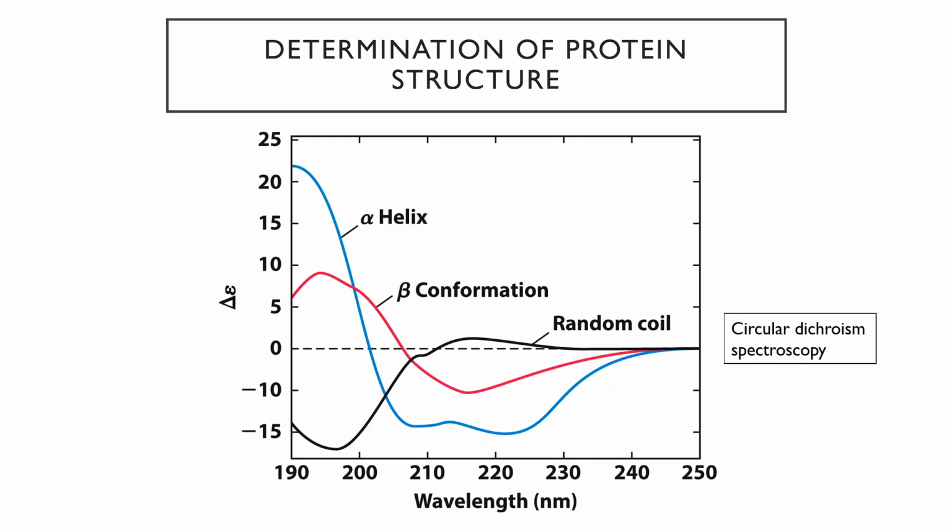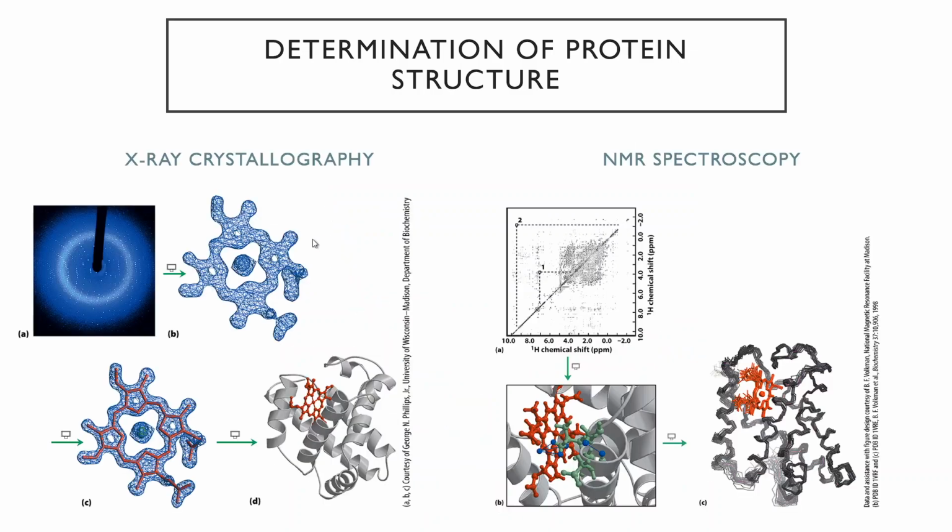So proteins with a lot of alpha helices will give a different spectrum than those with a lot of beta conformations, and then those with a lot of random coil, meaning not a lot of secondary structure at all, will give a totally different spectrum as well. So that's one way to roughly determine the degree of secondary structure in a protein. Again, if you want more detail than that, you need to use more advanced techniques.